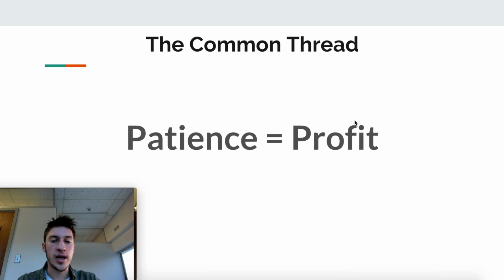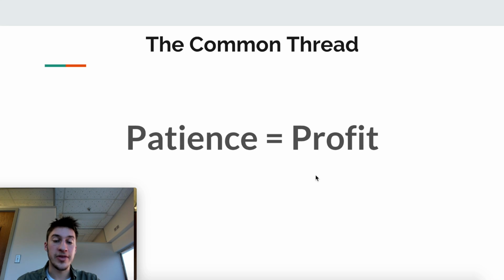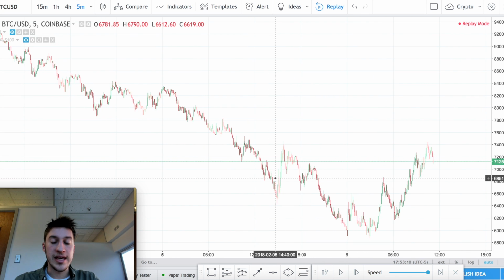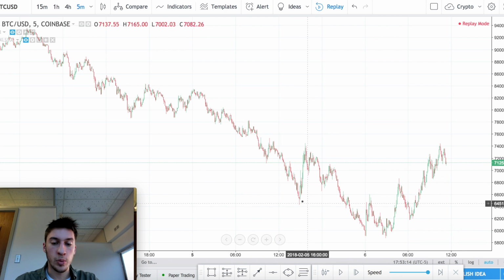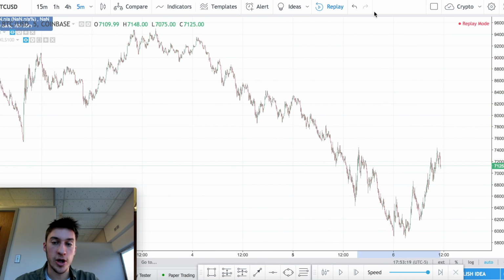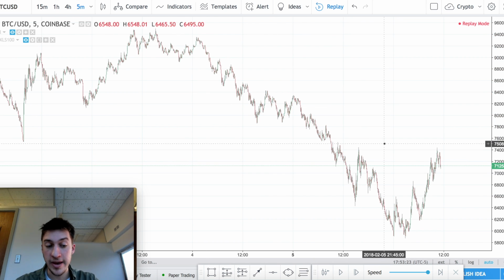And then finally, applying patience equals profit to the last tip, which is tip number 1. The first major move against the trend is really the origin of the new trend. That totally comes into play here. When you see a major up move happening in a major downtrend, it can be kind of hard not to throw your capital at it, because the profit can be so large. You can make a good deal of money that way.